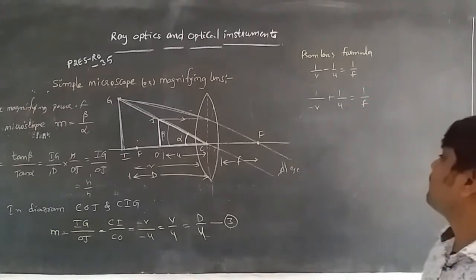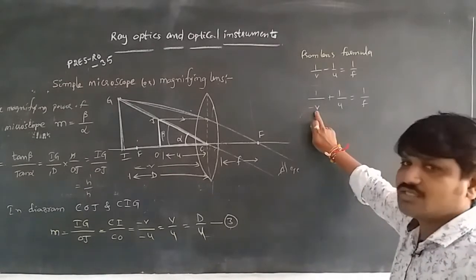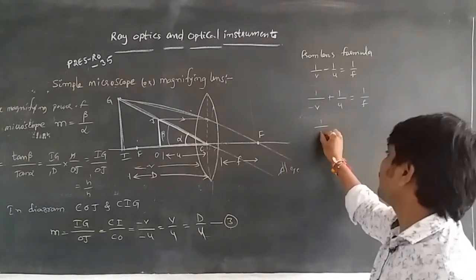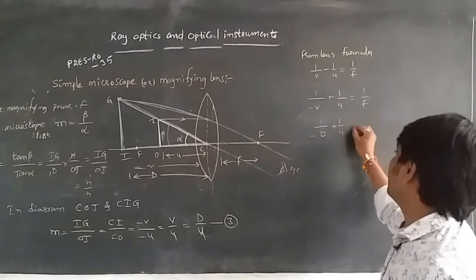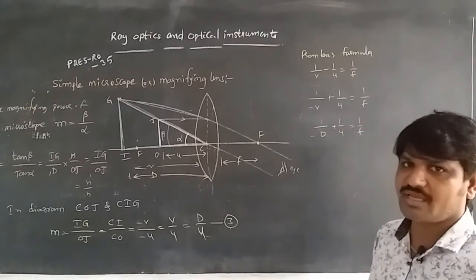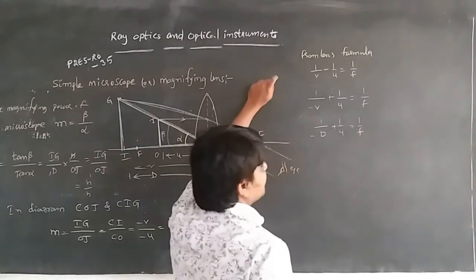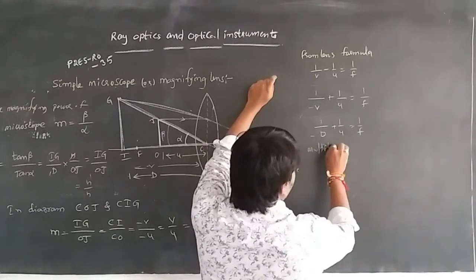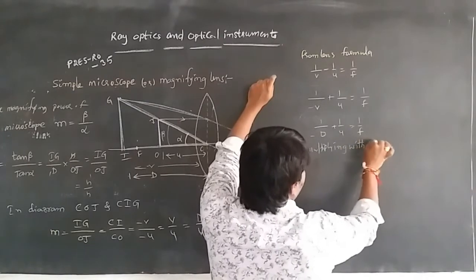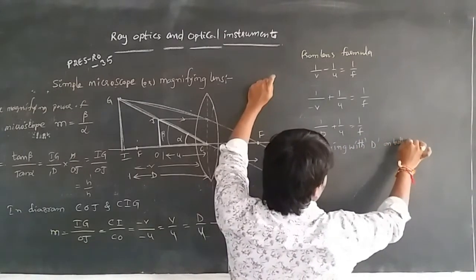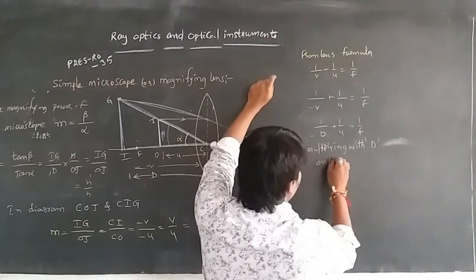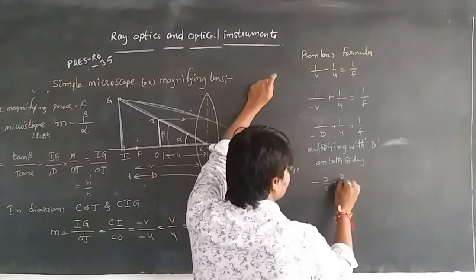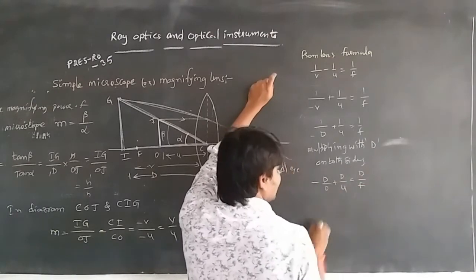From this relation we know that minus V is equal to D, the distance of the image. So 1 by D plus 1 by minus U is equal to 1 by F. On both sides, if we multiply by D, we get minus D by D plus D by U is equal to D by F. D gets cancelled.